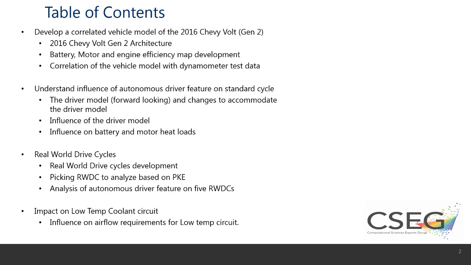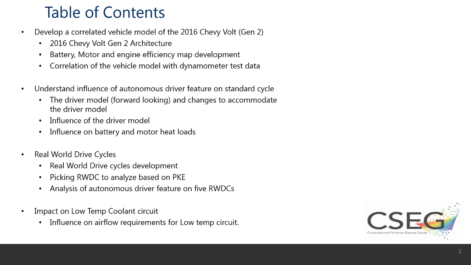To understand the autonomous features effect, we first need to understand a few things. Firstly, we need to understand what the base vehicle model operation looks like. We need to know what the base battery heat loads are, what the base motor heat loads are, the battery power consumption, and the motor battery consumption. And we also need to know what the base requirements for the vehicle are.